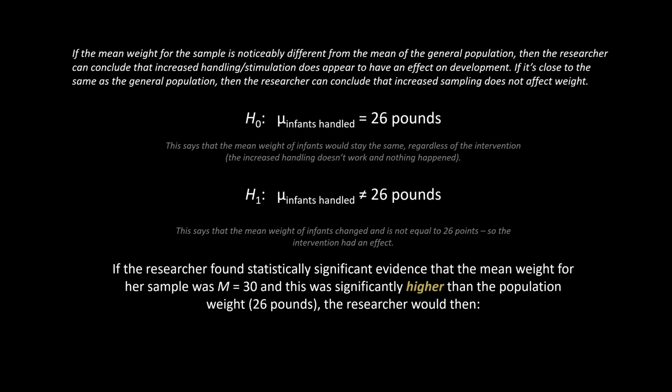If the researcher found statistically significant evidence that the mean weight for her sample was M equals 30, and this was significantly higher than the population weight of 26 pounds, then the researcher would reject the null hypothesis, because they didn't support the null hypothesis anymore.